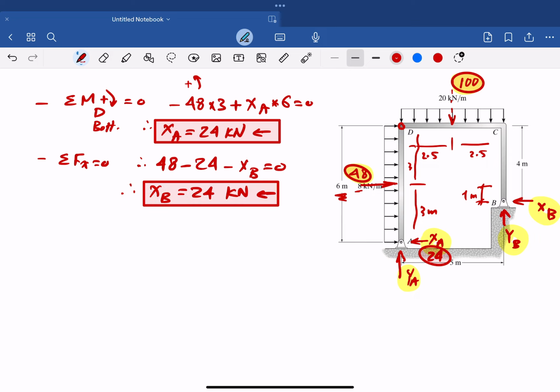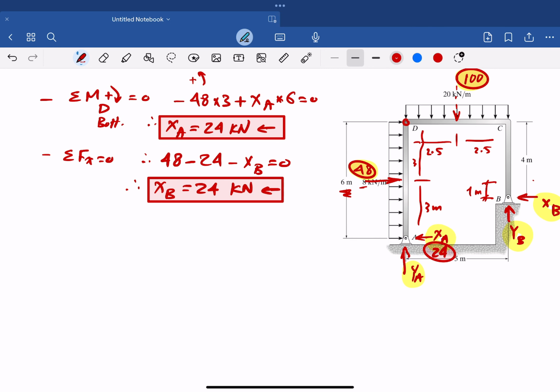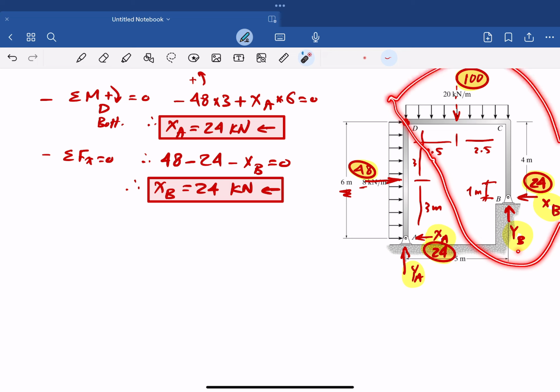And this will be our second force, which is 24 kilonewton. So we got two forces, 24 and 24, this one and this one. Now we need to get the YB and YA. The easiest way to get the YB is to take a moment here for that part. How many forces do we have? We have 100 multiplied by 2.5. We have the XA multiplied by this 4. We have the YB multiplied by the 5. So 3 forces multiplied by 3 distances. The only unknown will be YB, and we'll be able to get it.